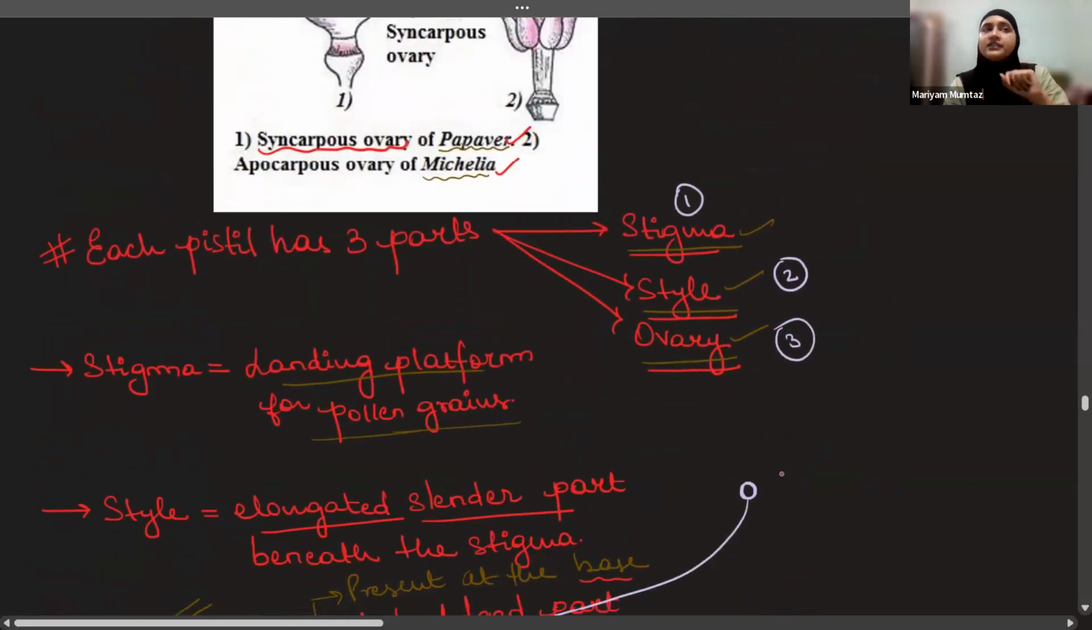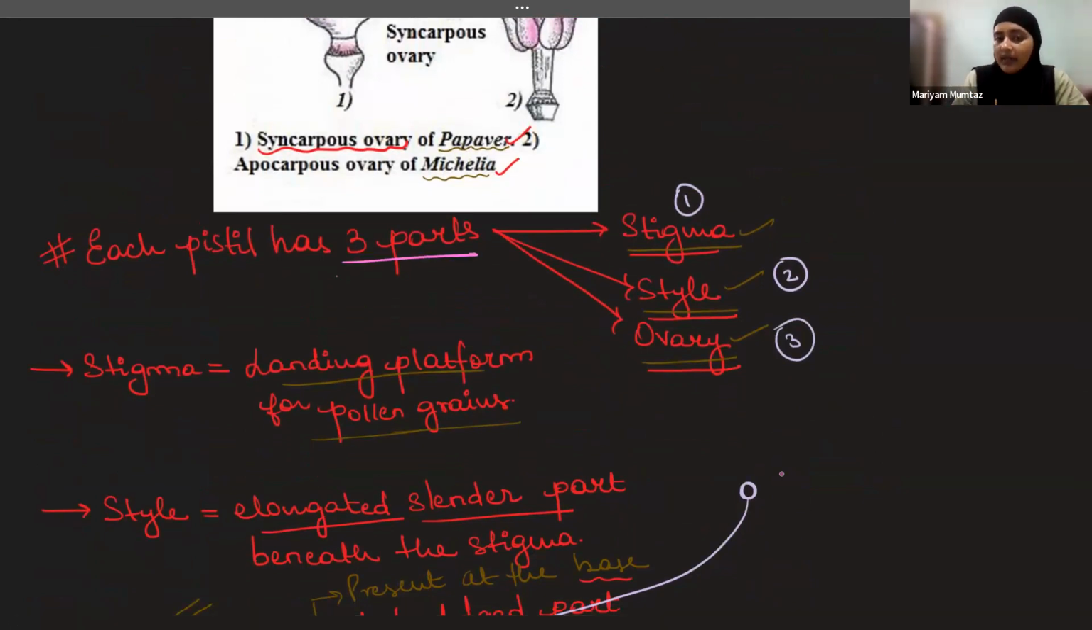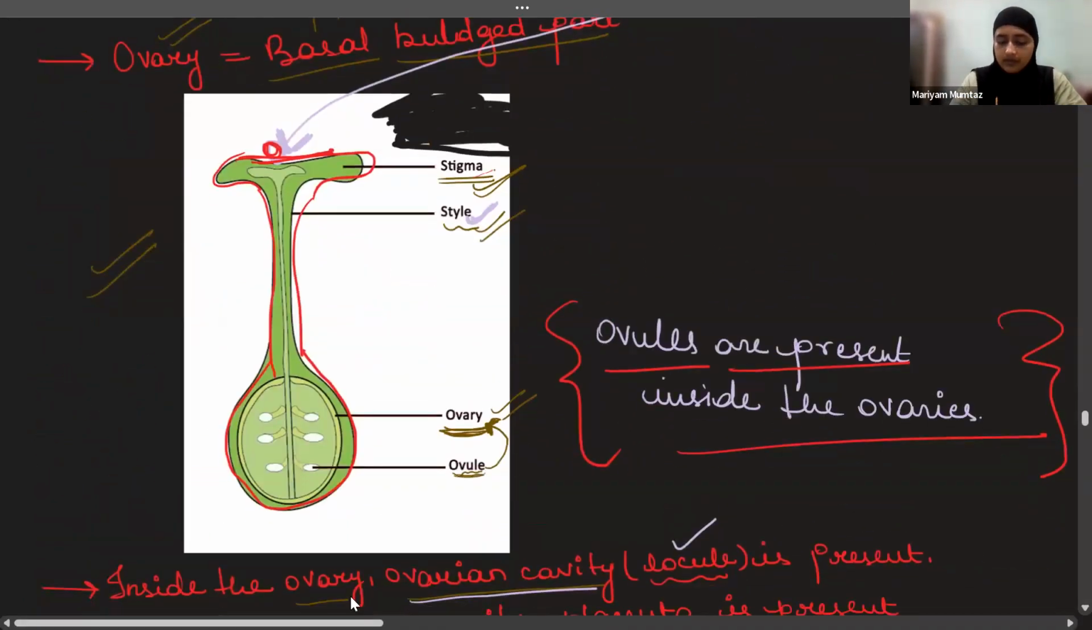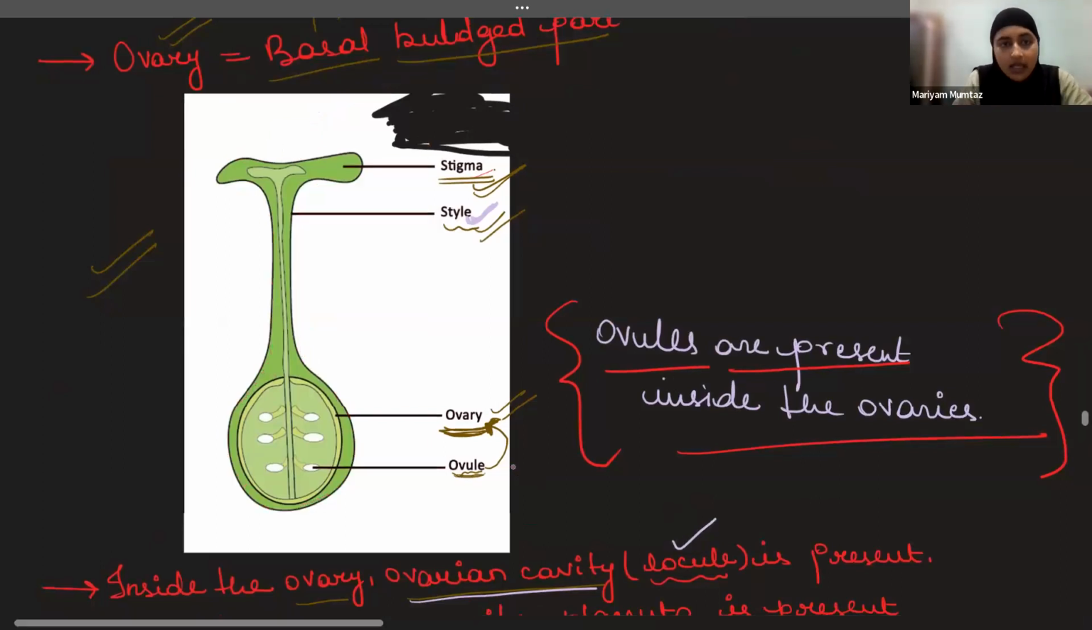Now, just like how the stamen had two parts, anther and filament, the pistil has three parts: stigma, style, ovary. Stigma, style, ovary. Now, stigma is the landing portion. You see here, this part, this is the stigma, sort of like a platform. It is the landing portion, stigma.